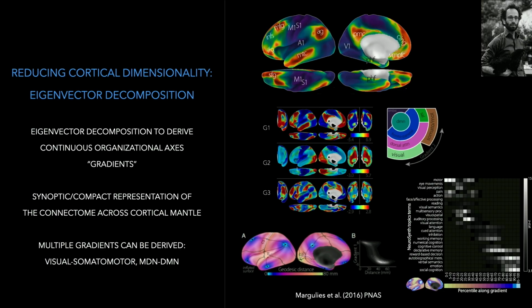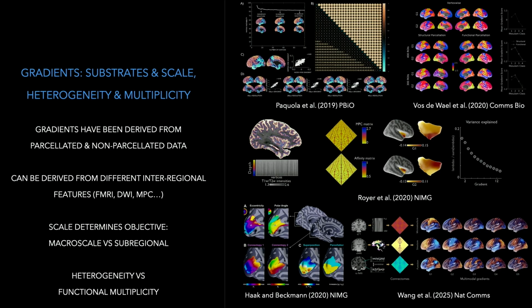And here in this work, Daniel and colleagues have shown that the first principal gradient also relates to distance between the sensory and the higher order default mode network regions. So this gives us a really useful framework to look at whole brain organizational patterns.